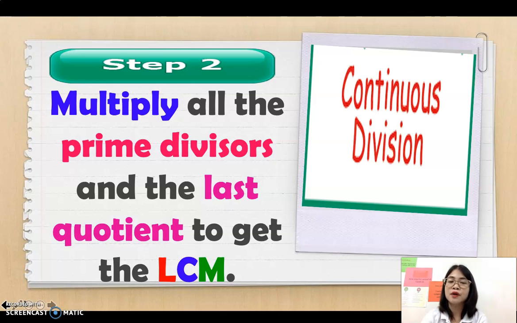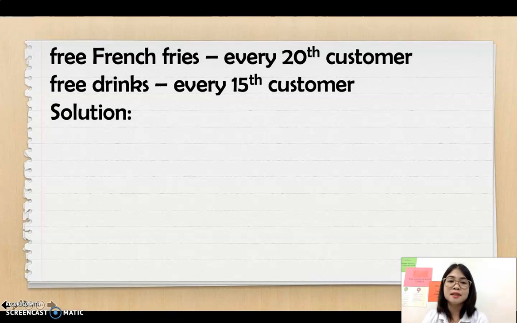So the process of the continuous division method is like getting the GCF. But for step 2, you need to multiply the prime divisors and the last quotient to get the LCM. Because if it's GCF, you just need to multiply the prime divisors. Now let us answer the problem.